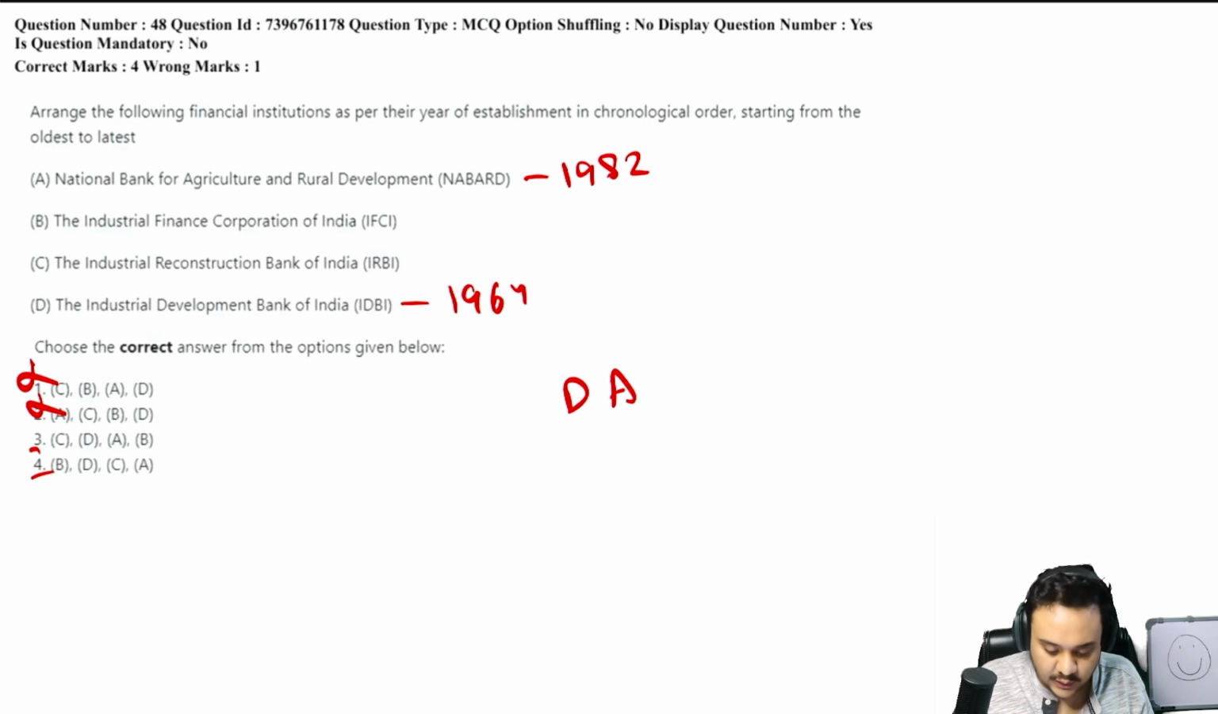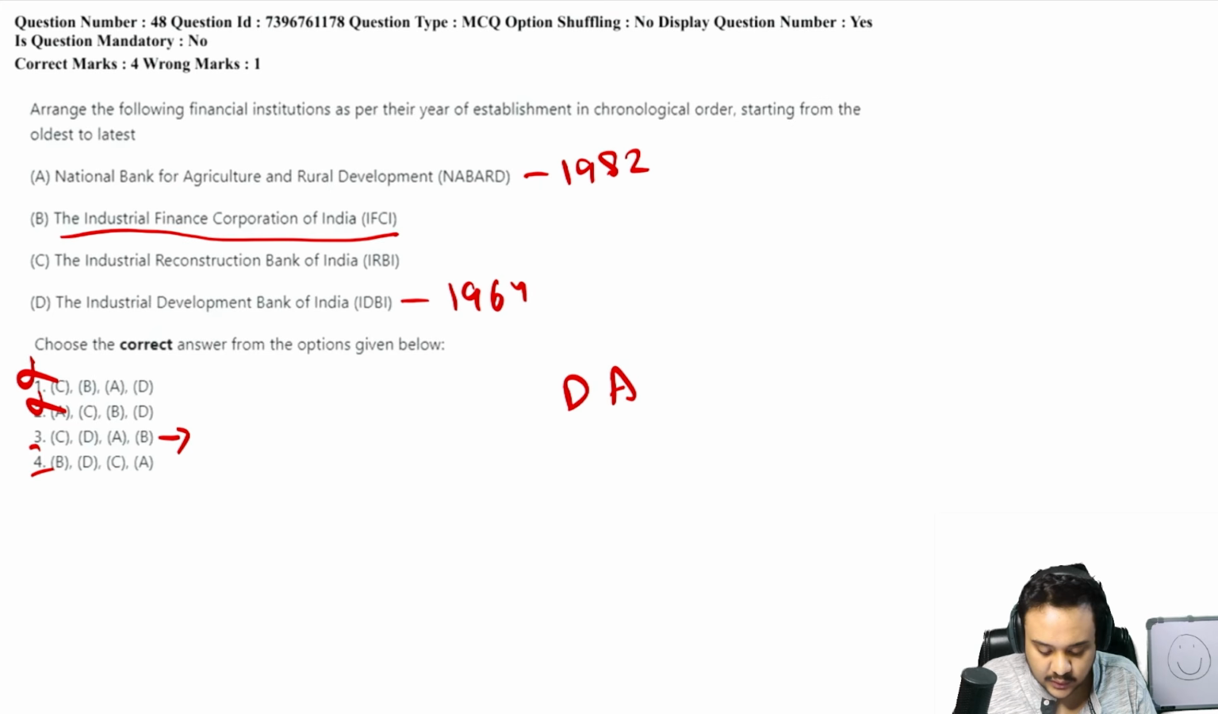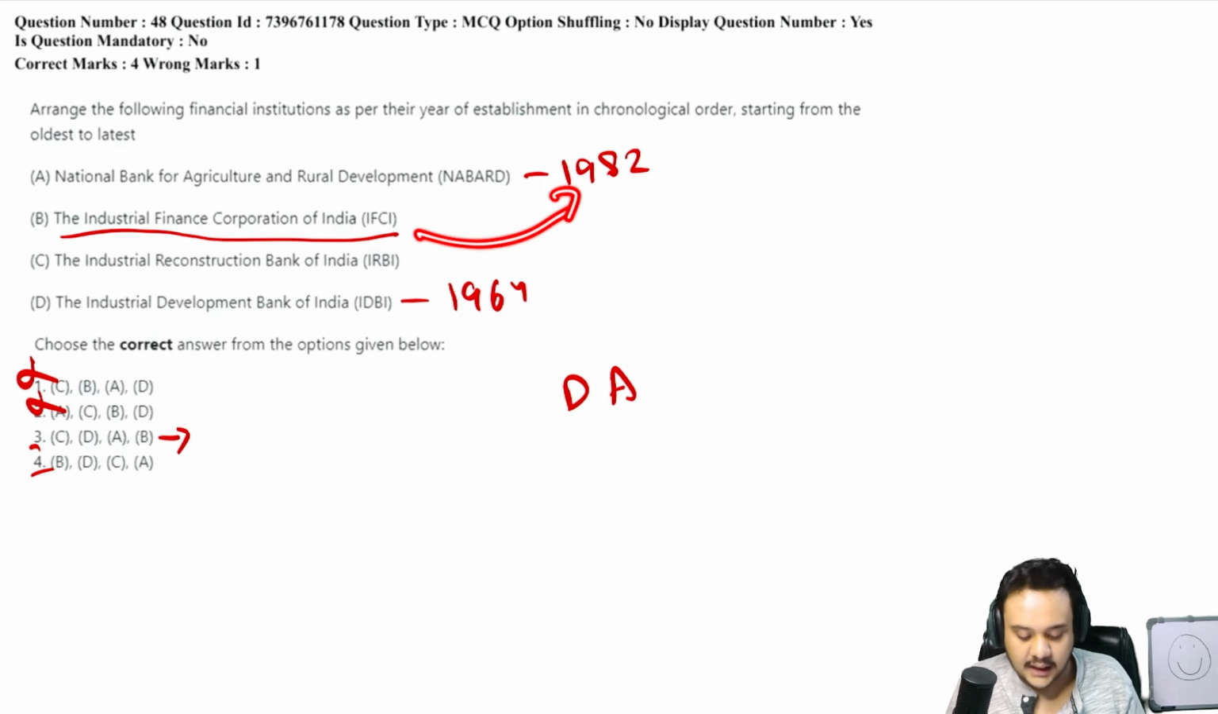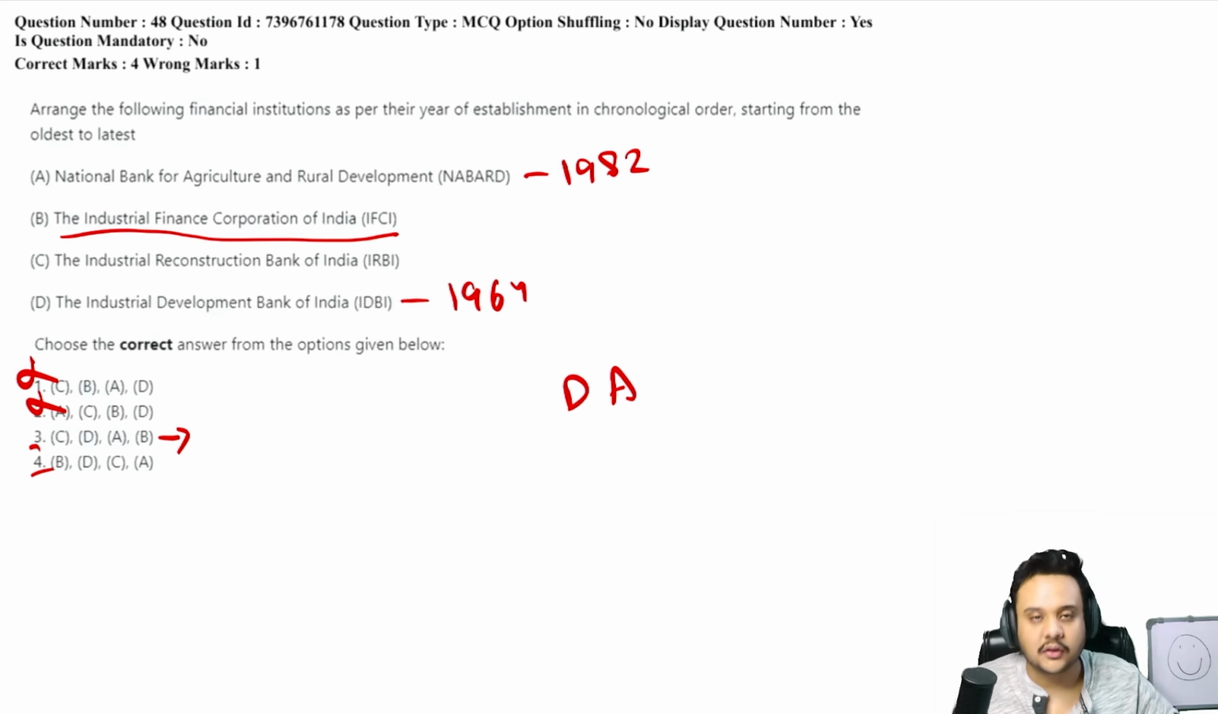So what I did was that I tried to use logic here. If you look at the third option, this says that B comes last, the Industrial Finance Corporation of India comes last. If this institution came after NABARD, I felt like I would have heard of it, because from 1980 onwards, since we study the LPG reforms also, we study the post 80 period in its entirety. I just felt like I would have heard about it. That is why I said that this one sounds wrong and this one sounds right.